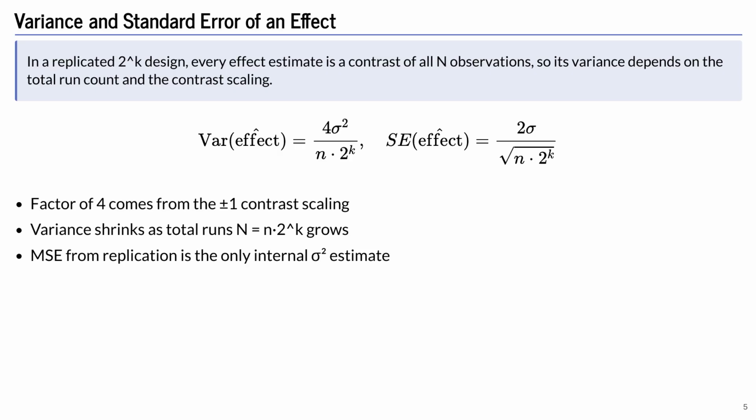3 things to notice. First, the factor of 4 is not arbitrary. It comes directly from the ±1 contrast scaling. Second, variance shrinks as total runs grow, which is why replication pays off. Third, and most importantly for practice, sigma squared is unknown, and the only internal estimate of it comes from the replication. That estimate is the mean squared error from the ANOVA table. There is no other source of pure error in a single unreplicated factorial, which is exactly why replication is so valuable.